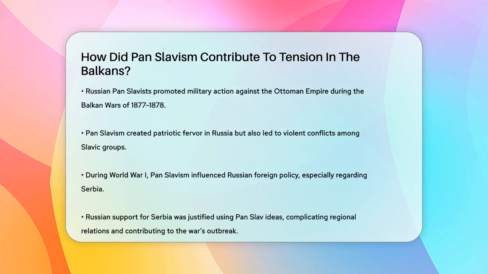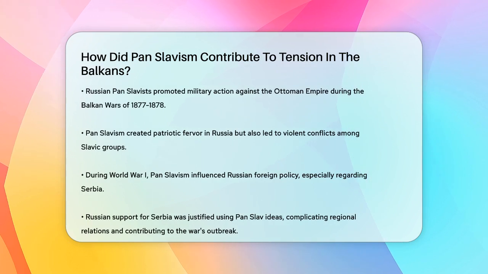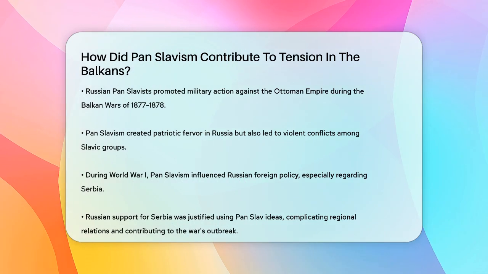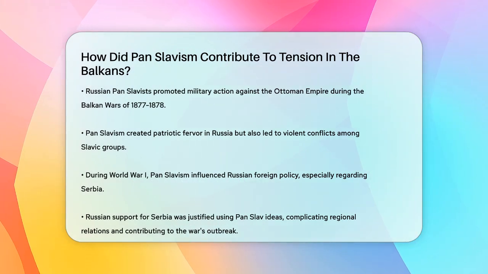During World War I, Pan-Slavism played a significant role in Russian foreign policy. Russian Pan-Slavists pressured their government to support Serbia unconditionally, and the Russian government used Pan-Slav ideas to justify its backing of Serbia. This further complicated the regional dynamics and contributed to the outbreak of the war.